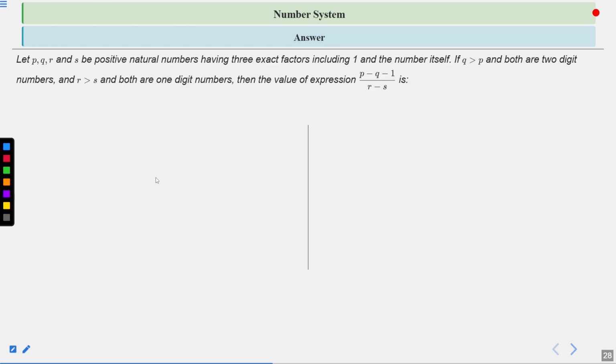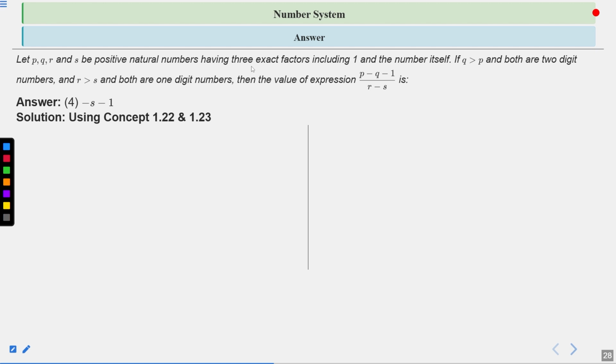So in this question, it is given that Q is greater than P and both are 2-digit numbers. R and S are 1-digit numbers and R is greater than S. So we need to calculate the expression, which is P minus Q minus 1 upon R minus S. And it is also given that these are positive natural numbers having 3 exact factors including 1 and itself. It means they have only one factor between them, because any number has minimum 2 factors, 1 and itself, and P, Q, R, S have 3 factors. So the correct answer of this question is the fourth one, which is minus S minus 1.